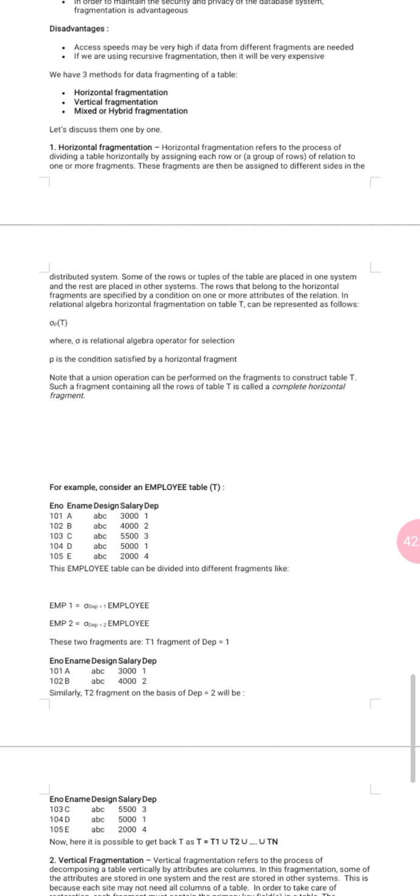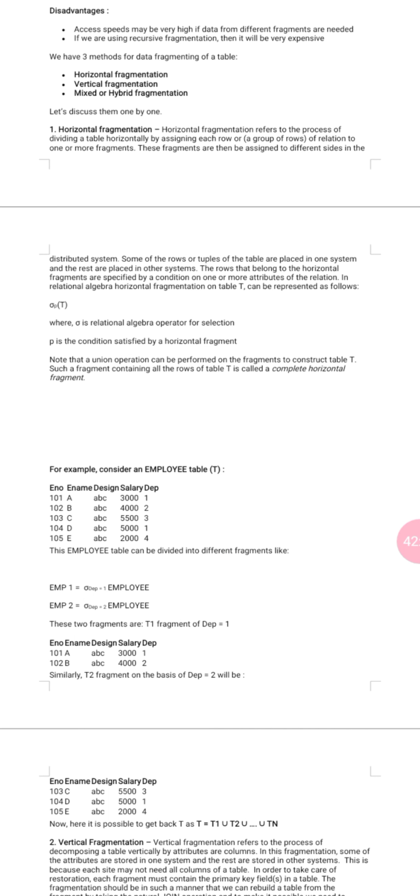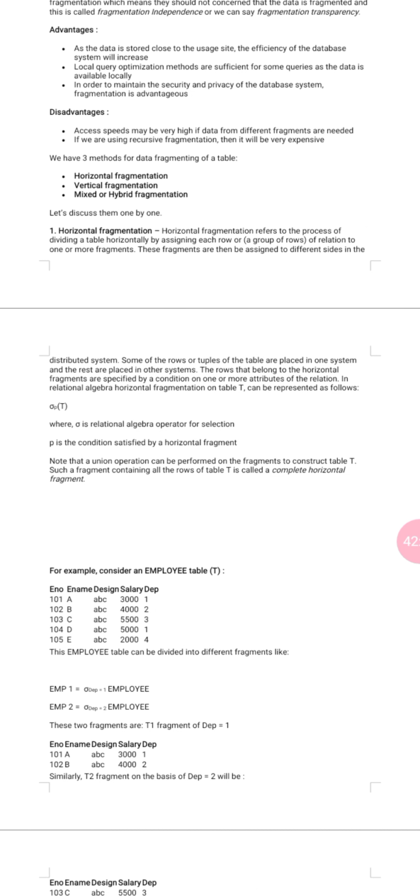We have three methods for data fragmenting of a table. First one is horizontal fragmentation, second one is vertical fragmentation, third one is mixed or hybrid fragmentation. Now let's discuss them one by one. First one is horizontal fragmentation. What happens in horizontal fragmentation?